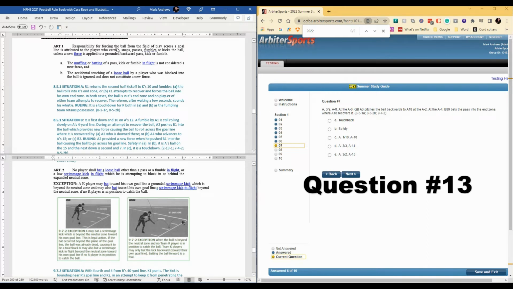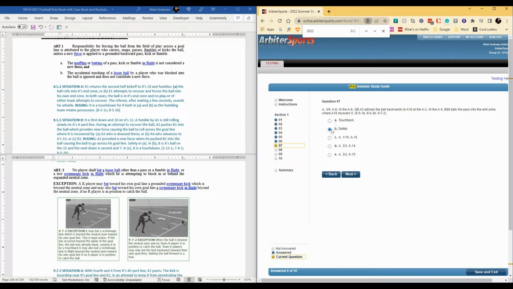So responsibility for forcing the ball from the field of play across a goal line is attributed to the player who carries, snaps, passes, fumbles, or kicks the ball, unless a new force is applied to a grounded backward pass, kick, or fumble. The muffing or batting of a pass, kick, or fumble in flight is not considered a new force. So, even though B89 is the one that put the ball into the end zone, it's not considered a new force. The force was the backward pass. And therefore, when A18 recovered it in the end zone, it's a safety. Answer is B.